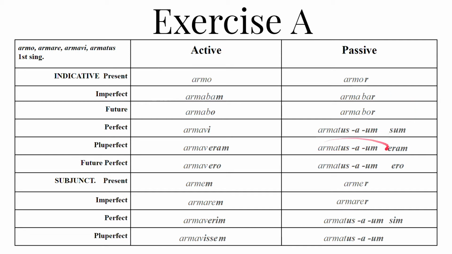Just like with the pluperfect indicative passive, we use the imperfect indicative of sum, that's eram. In the subjunctive, we're going to use the subjunctive version, which is essem, esses, esset, essemus, essetis, essent. So we have essem, armatus essem. So that's it for the indicative and the subjunctive. Make sure you study the subjunctive especially closely, because that's what this lesson is mostly focused on.